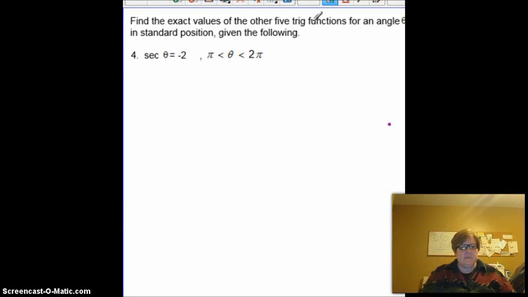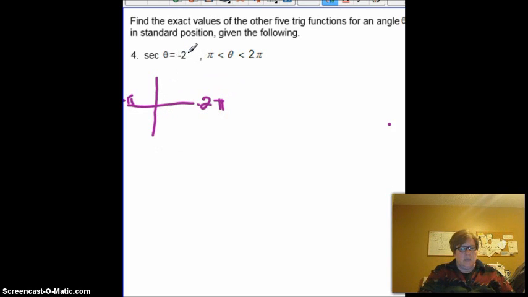Find the exact values of the other 5 trig functions for an angle theta in standard position given the following. Secant theta equals negative 2, and theta is located between pi and 2 pi. So I'm going to approach this like I did the last one. We're going to set up our grid and do a little sketch and thinking.